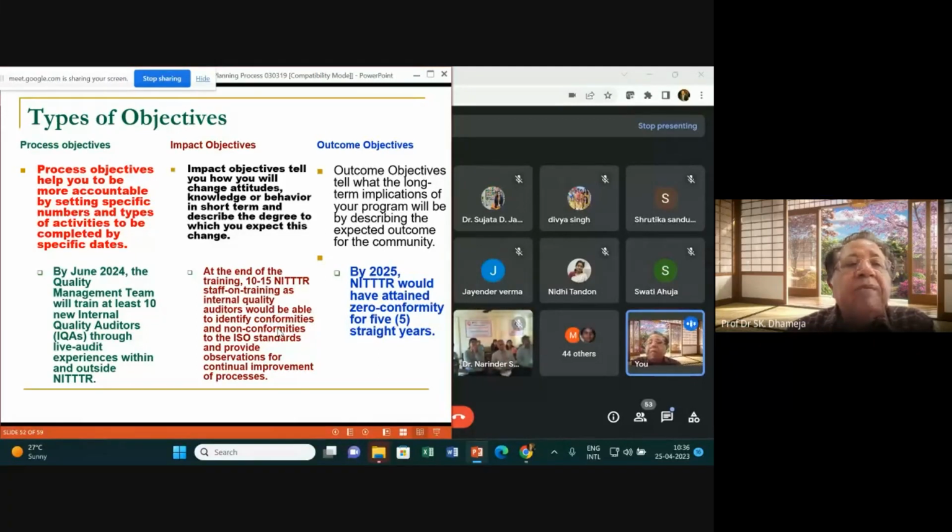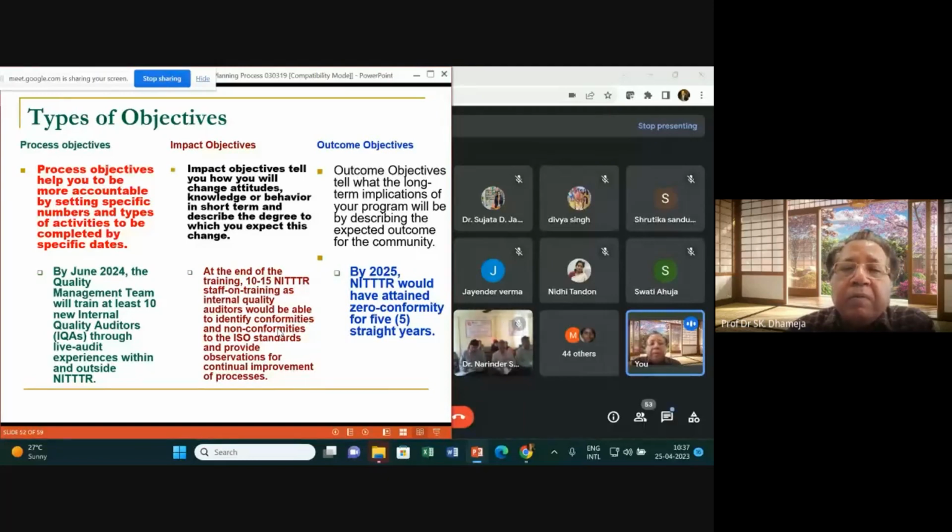The process objectives help you to be more accountable by setting specific numbers and types of activities to be completed by specific dates. It's like a process. For example, by June 2024, the quality management team will train at least 10 new internal quality auditors through live audit experiences within and outside the NITTTR. It is very specific. Numbers have been given. The dates have been given. By this date, this thing should be done.